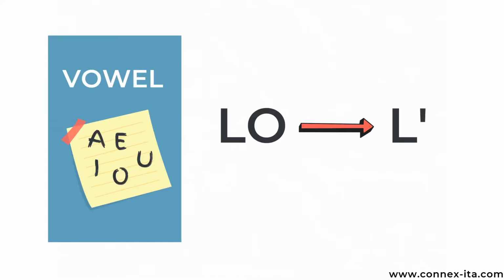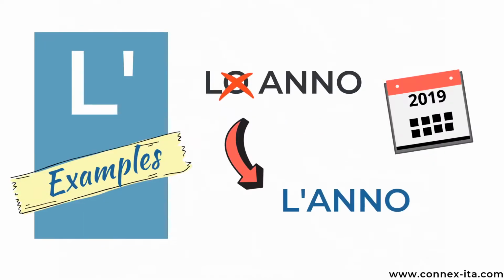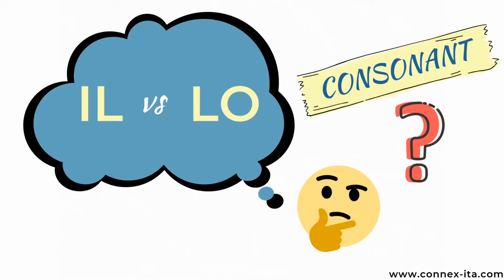So if the noun starts with a vowel, it will always get the article lo. However, it will lose the o to get an apostrophe in its place. Hence it becomes l'. Let's see an example. The Italian word for year, anno, is masculine and begins with a vowel. Then its article should be lo, but in front of a vowel it becomes l'. L'anno. So remember, every time you see a masculine noun that begins with a vowel, its article is l'. L'anno.